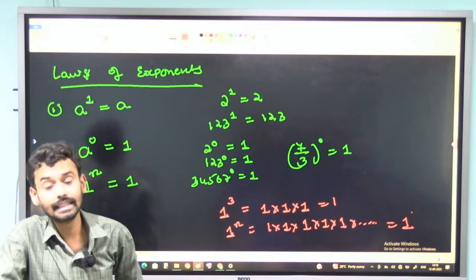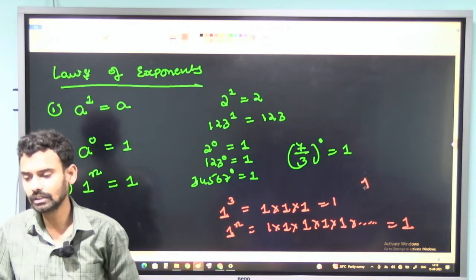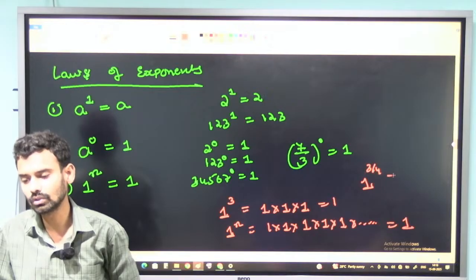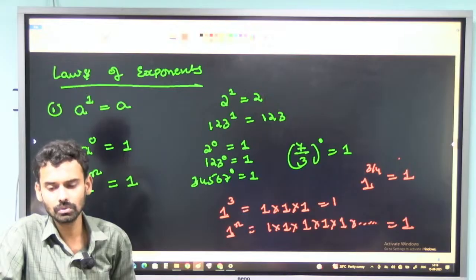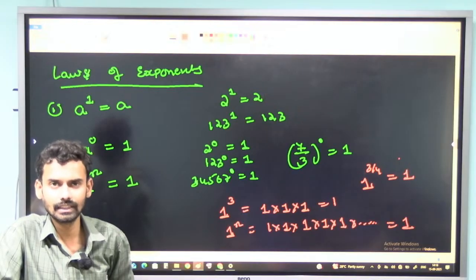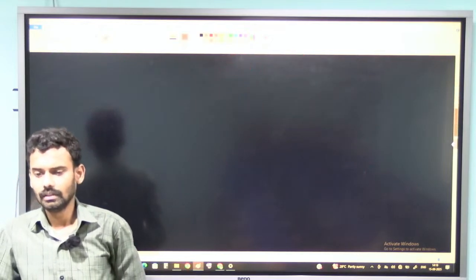And this n need not be a whole number, it can be a fraction as well. For example, 1 to the power of 3 by 4 is also equal to 1. So these are the first 3 rules we should know. Coming to the next one.